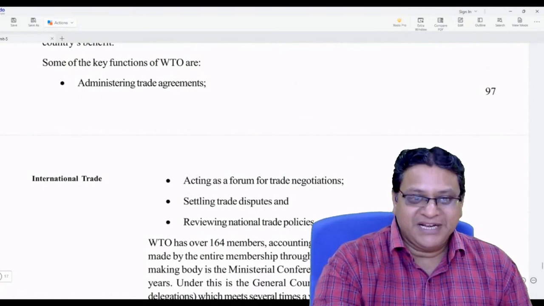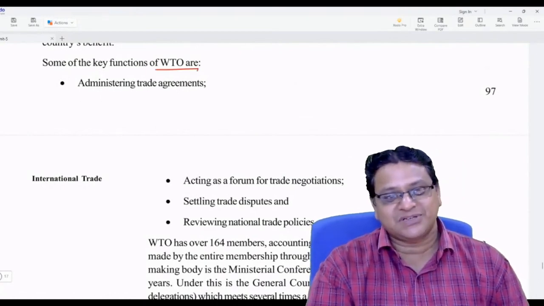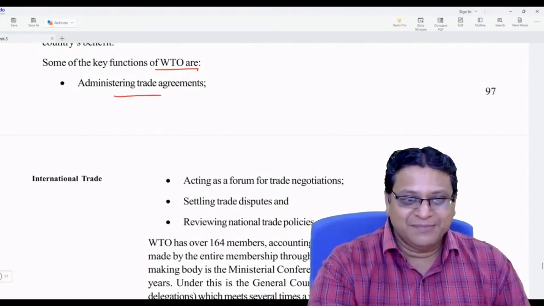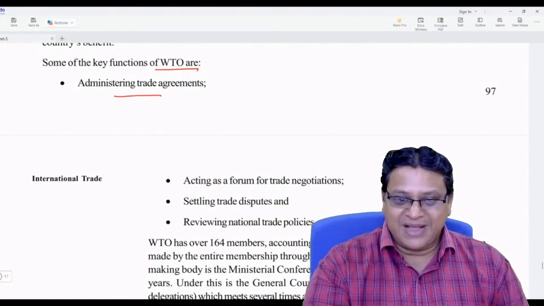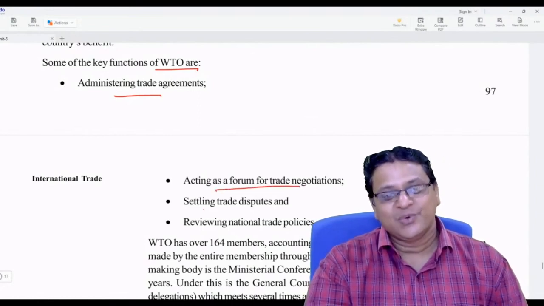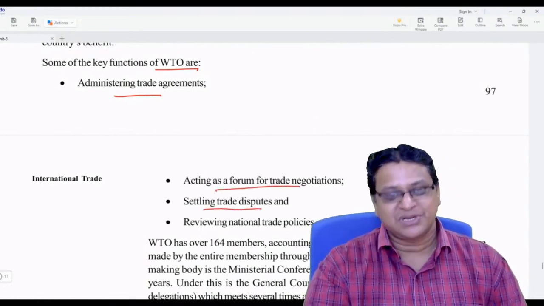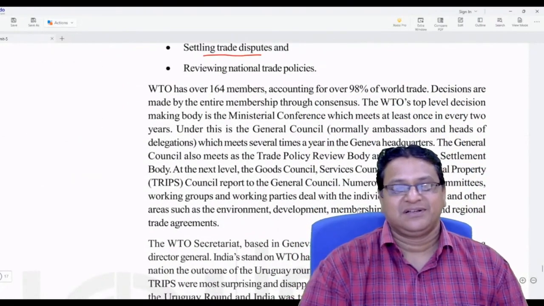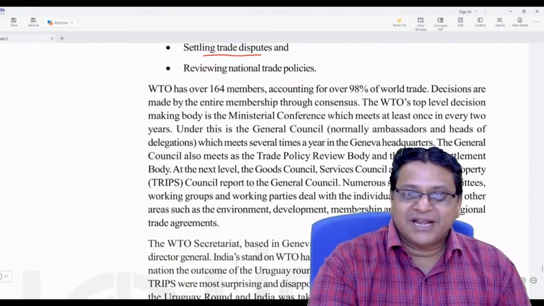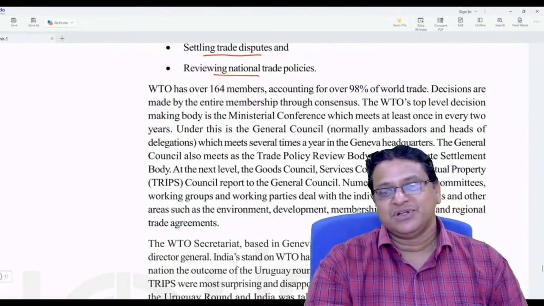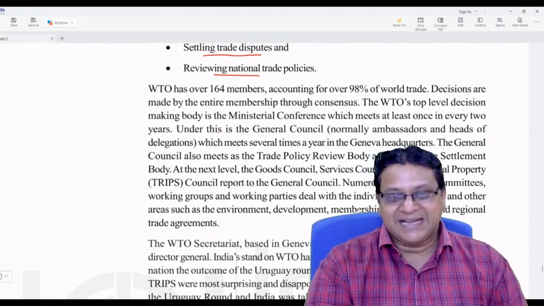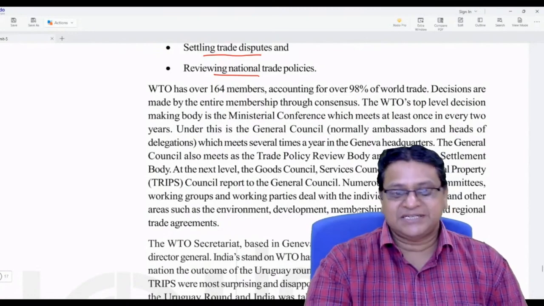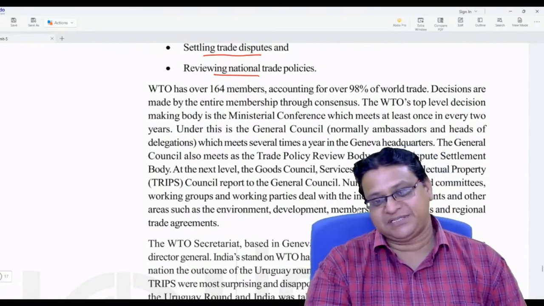WTO was a permanent institution which frames rules, regulations of international trade. And with the help of WTO, we administer trade agreements. WTO acts as a forum for trade negotiation, we settle international trade disputes, and we review national trade and international trade policies. And in WTO there are many agreements we have discussed. The most important agreements are the GATT agreement, GATS agreement, and intellectual property rights related agreement, or TRIPS agreement.